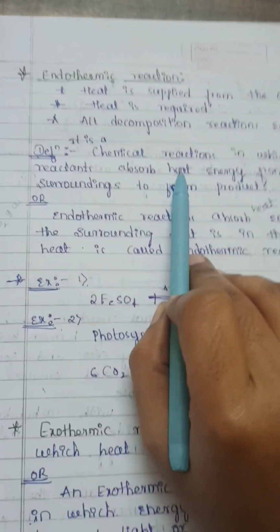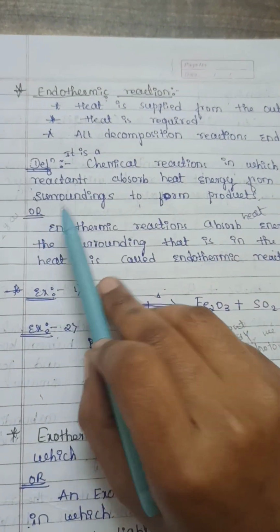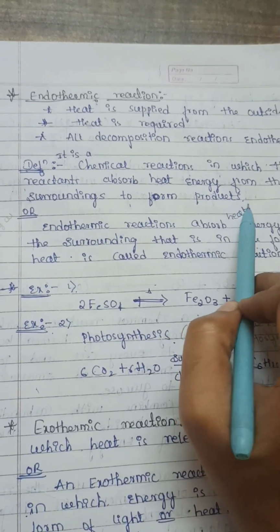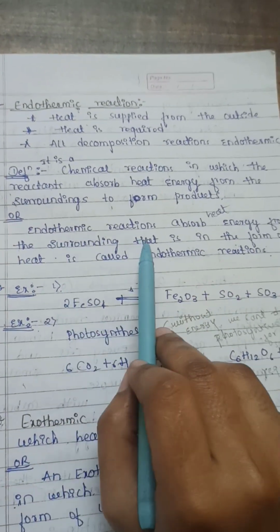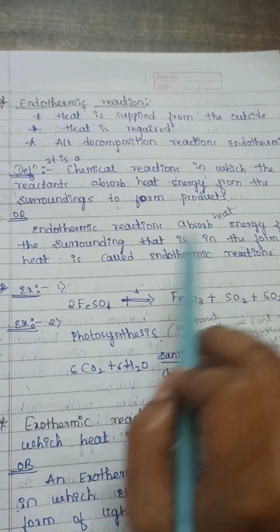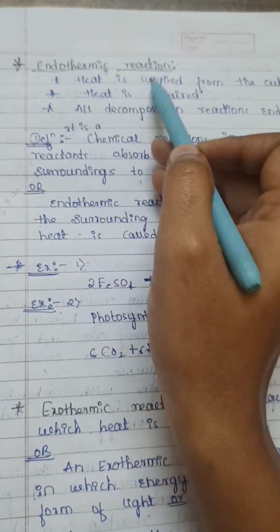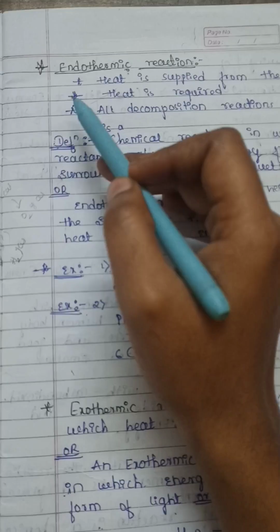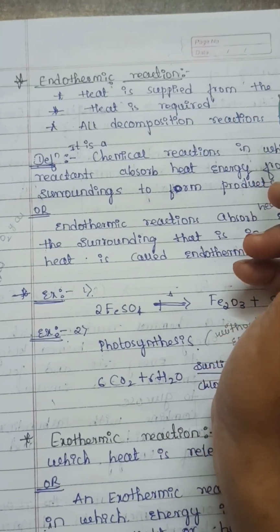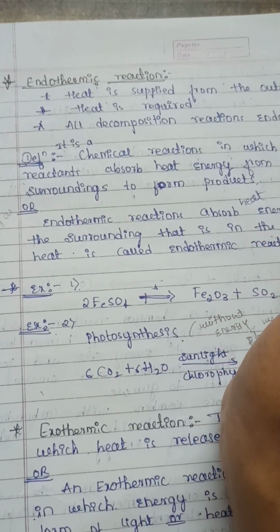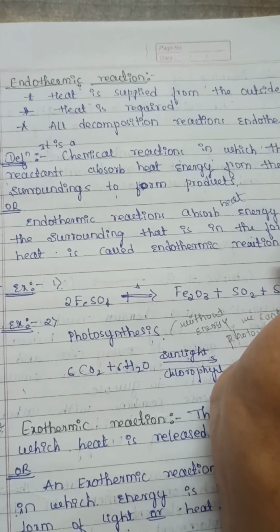It is a chemical reaction in which a reactant absorbs heat energy from the surroundings to form products, or we can define it as: endothermic reactions absorb the heat energy from the surroundings. Totally what will happen here? Here heat will be absorbed. An endothermic reaction is a reaction which absorbs the heat energy during a reaction.